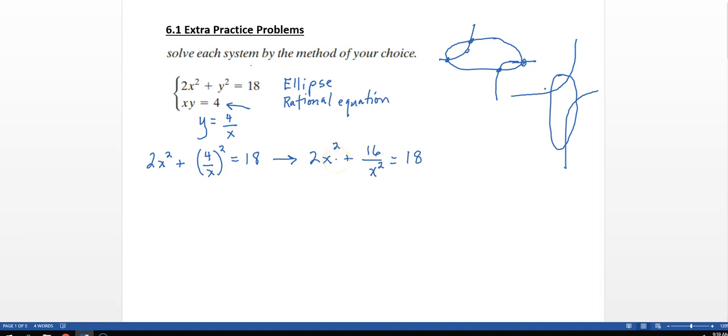And now we have a rational equation we need to solve. In order to solve a rational equation, you determine the LCD. The LCD here is x squared, which makes the restriction on x: x cannot equal 0. So I'm going to multiply both sides of the equation by x squared in order to clear the fraction.